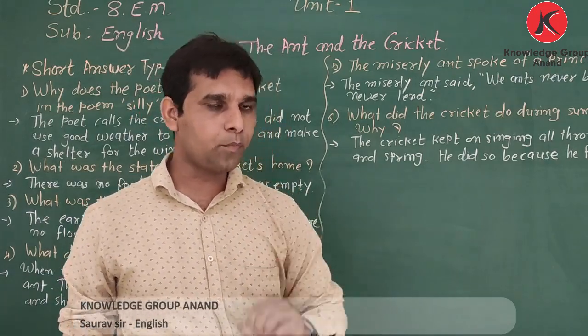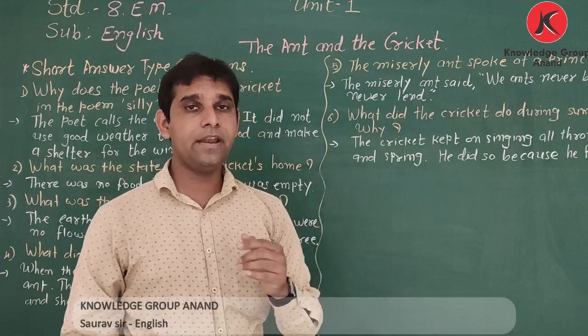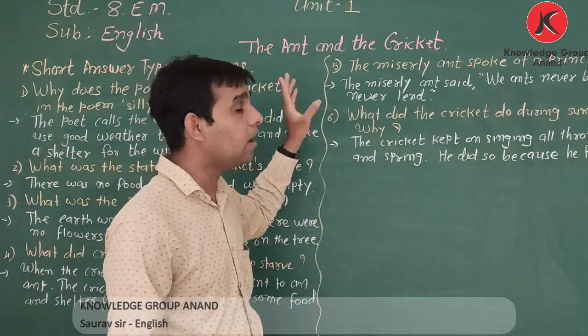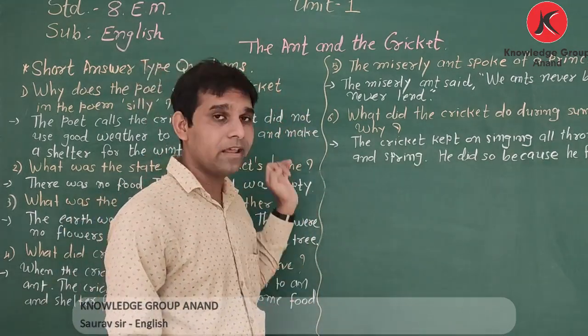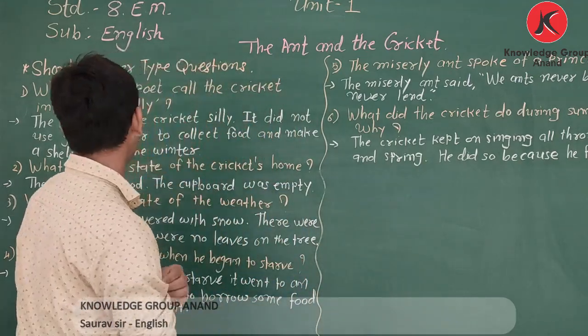Today I am going to explain the question answers of Unit 1, from the poem. The poem name is The Ant and the Cricket. Yesterday I explained the poem about the cricket and the ant. Okay, then let's see the first question.